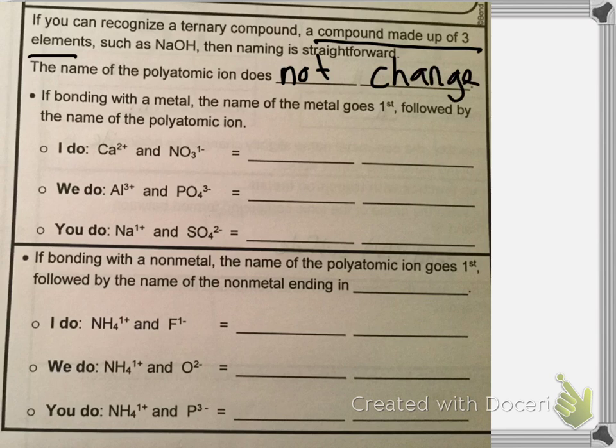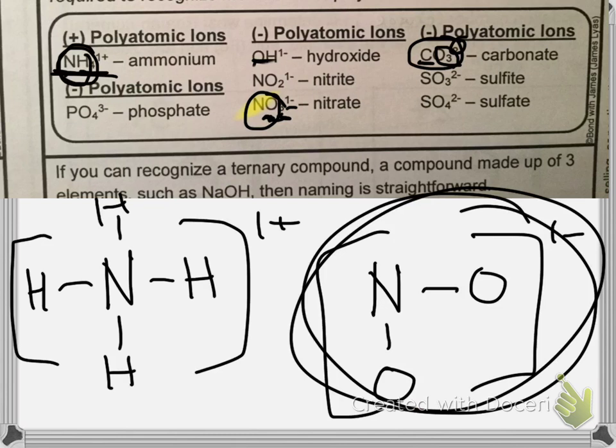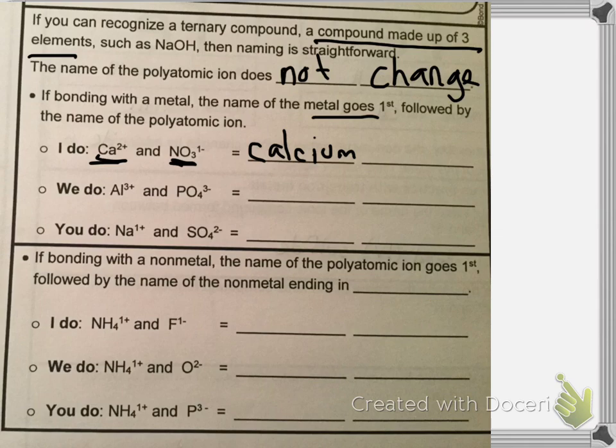If bonding with a metal, the name of the metal goes first, as we know, followed by the name of the polyatomic ion. So for example, this is our metal. Okay, it's a cation. It's positively charged, so that's the metal. And this is our polyatomic ion. So we start with the metal, in this case calcium. And then we look back and find NO3 with a 1- on this chart. So NO3 with a 1- is right here, and that's nitrate. So I'm just writing nitrate. So this is calcium nitrate. It should be 2 words. Calcium nitrate. So go ahead and do these 2.